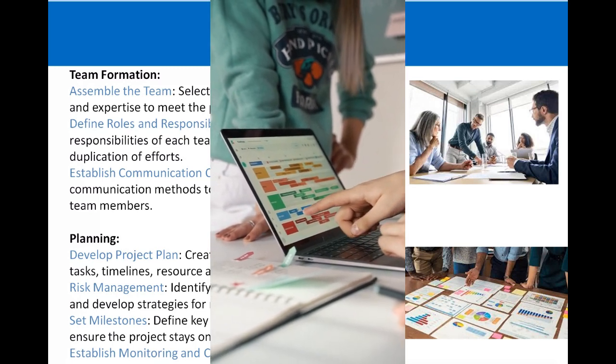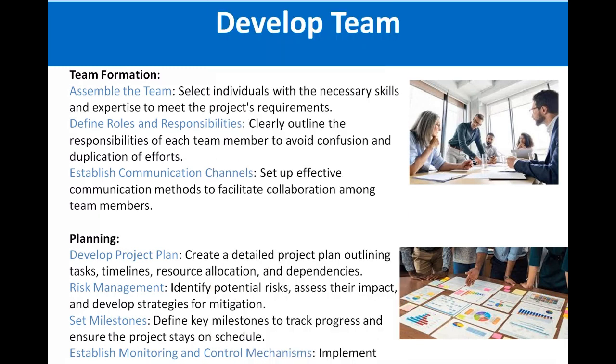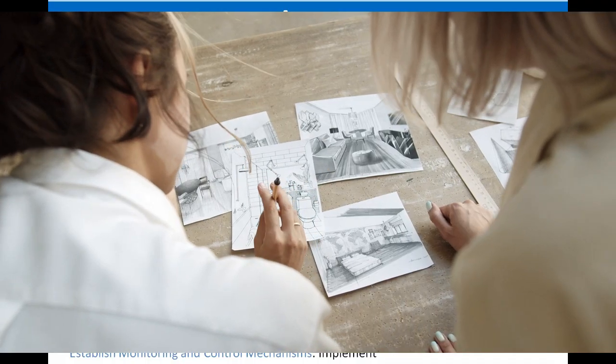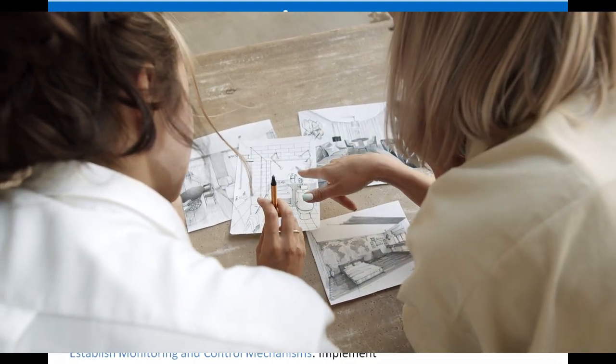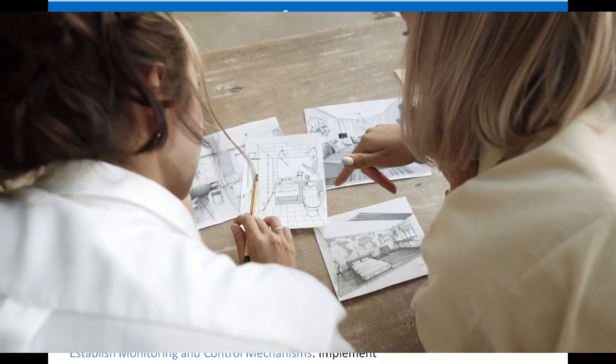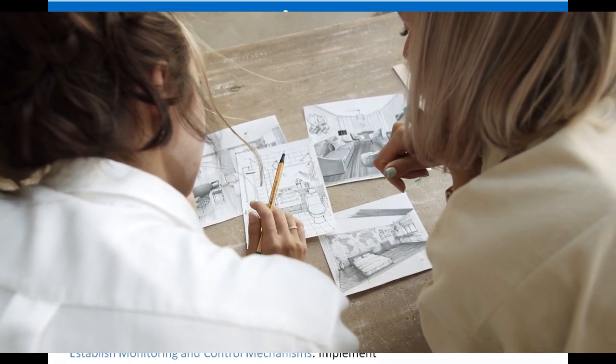Then in the planning you have to develop a project plan. Project plan means outlining the tasks, timelines, resource allocation, and dependencies should be properly mentioned in the project plan. Then risk management, that means identify any uncertainty, anything which you are not sure whether it will happen or not happen. If it happens, it may impact your project.